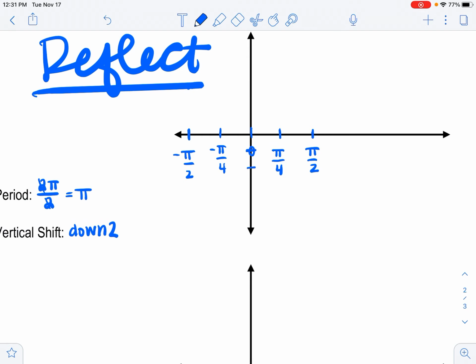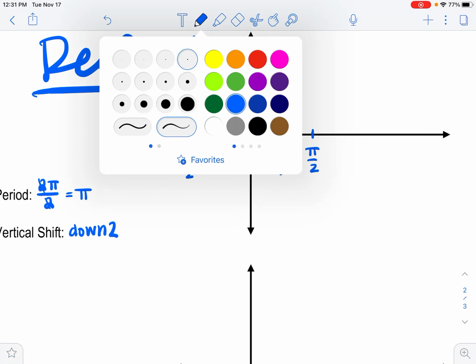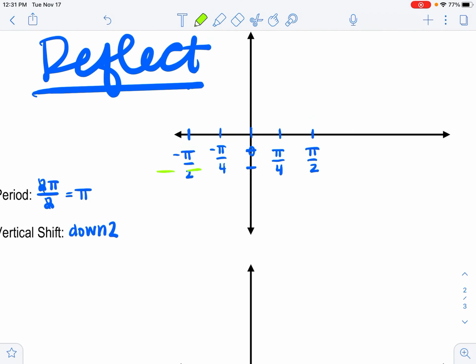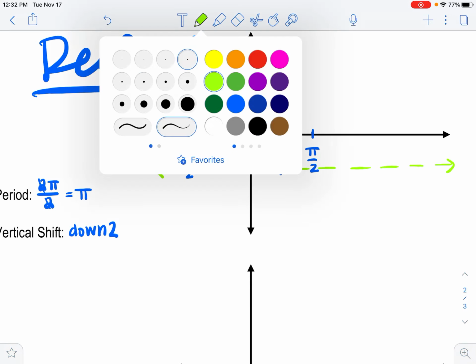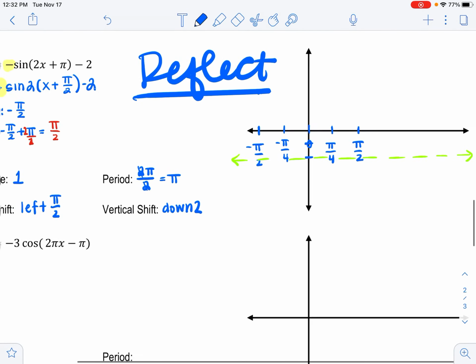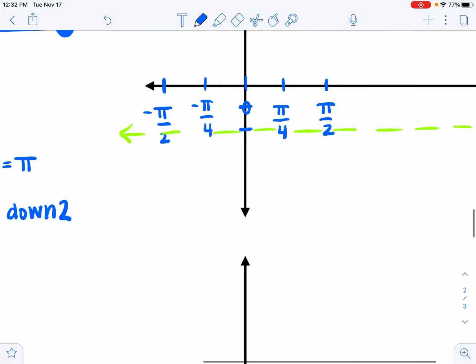All right, midline. This is shifted down 2. So I'm going to go down 1, down 2, and then I'm going to draw on my midline. There's my midline. Okay, now I'm going to say how high and how low my graph goes. The amplitude's 1. So I have to go 1 above, that's already marked, which is -1, and then 1 below, which is -3.